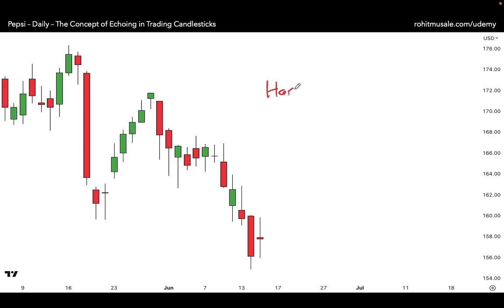And the word harami is translated as pregnant. Okay, if you look at this pattern, you will understand why it is called the harami. It's a Japanese term, and that pattern is very powerful. It's a powerful reversal pattern. Okay, it's a bullish pattern. Although both candles are red, it's a bullish pattern. That is one thing.